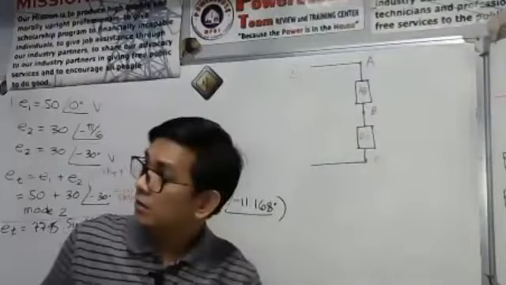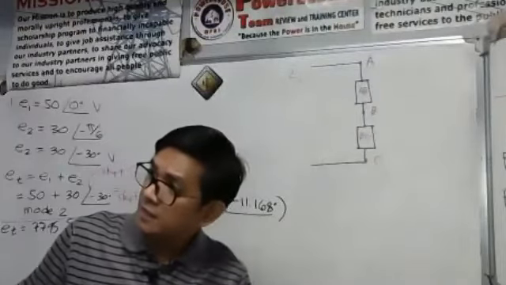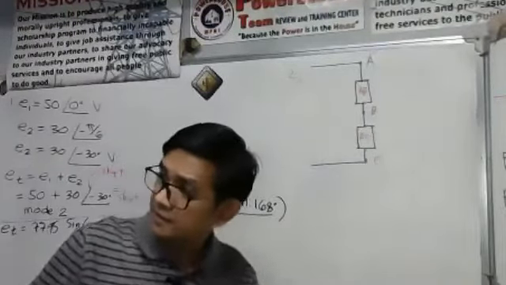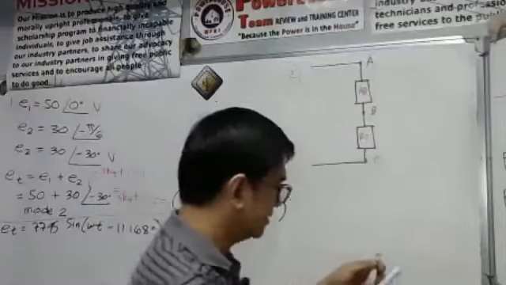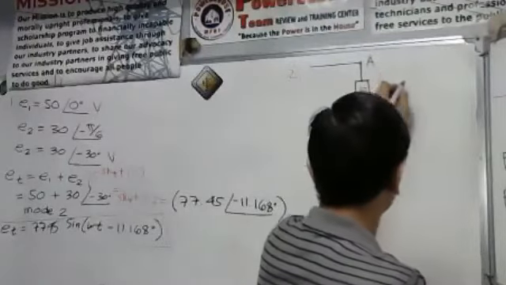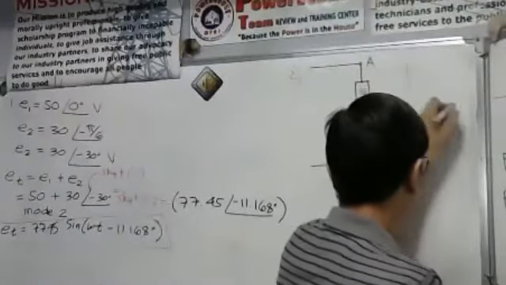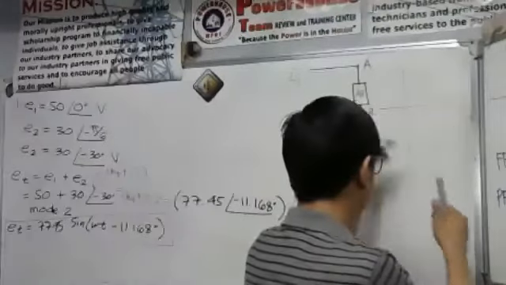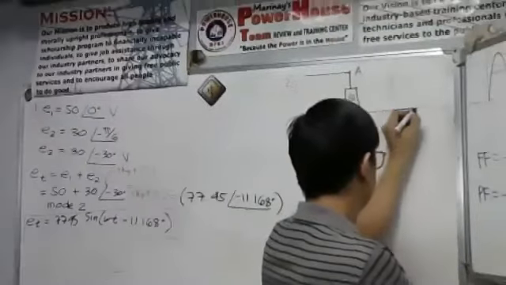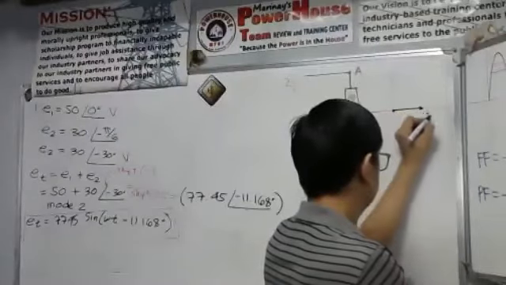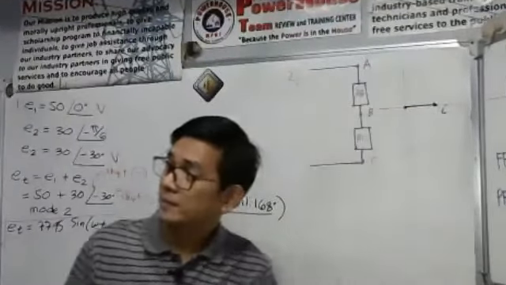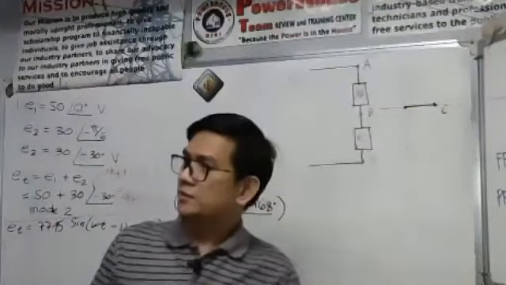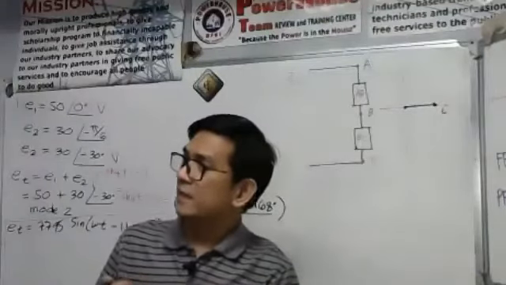So we are already given the assumption that the current is the reference vector. Our reference vector is the current here. Meaning the current here is 0 degrees. That is our current I. So assuming the current is the reference vector.